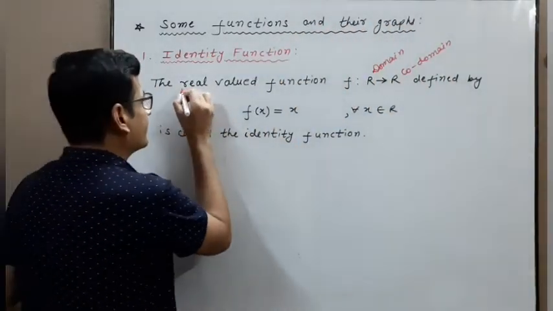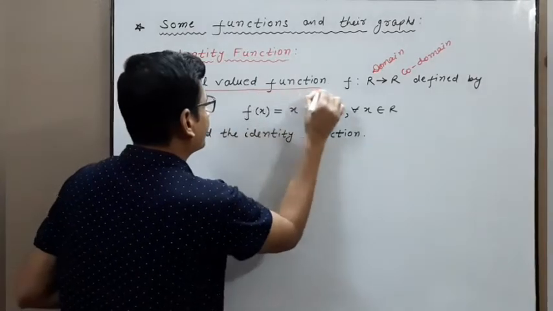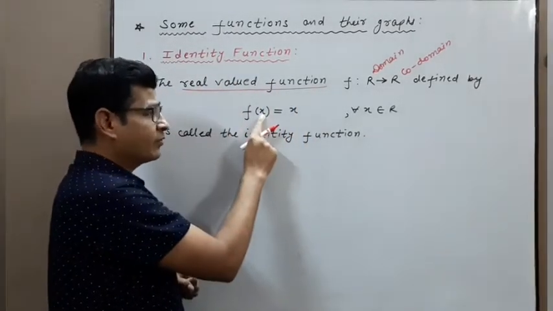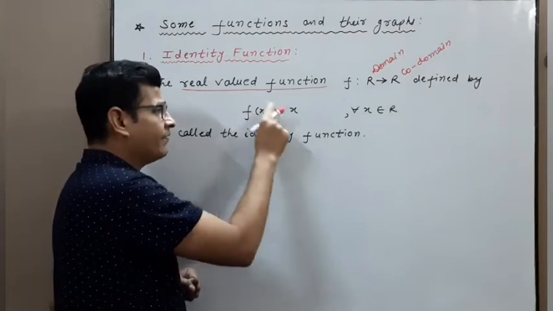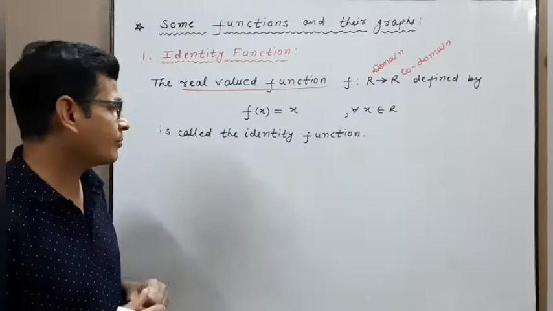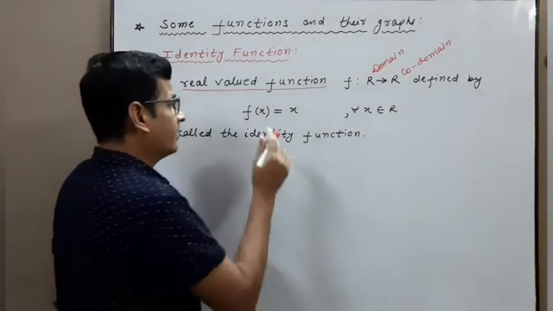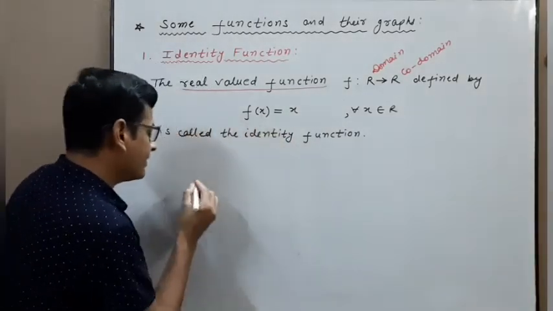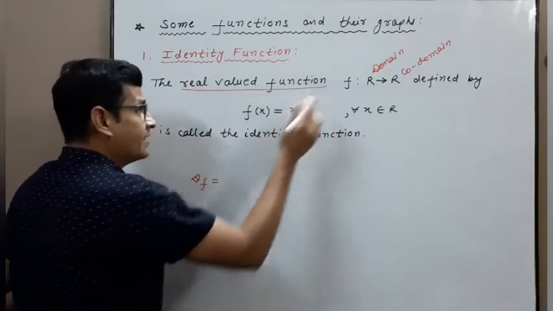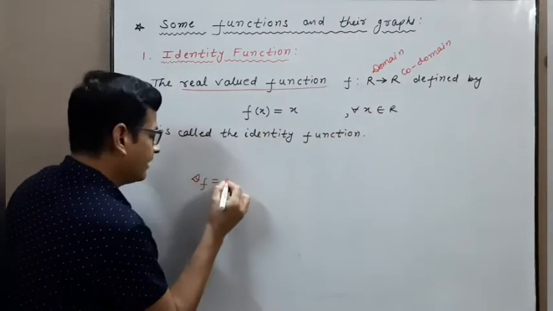Real valued function. What is a real valued function? For every x belonging to real numbers, if the value of f(x) is real, then such a function is called a real valued function. Identity function. First, domain. The domain of the identity function is the set of real numbers.